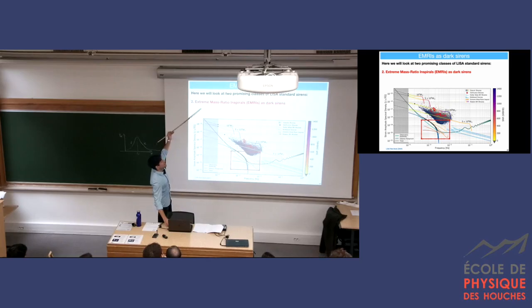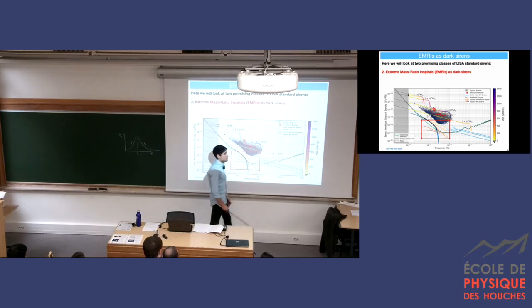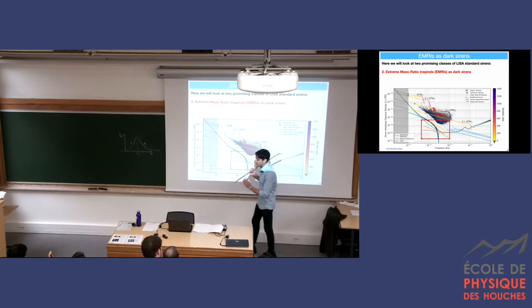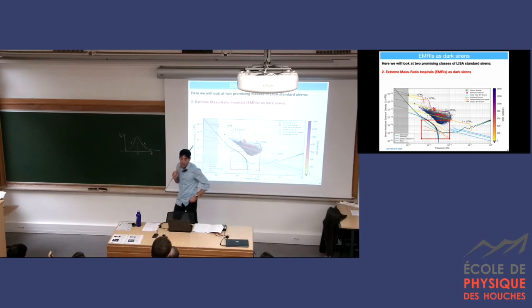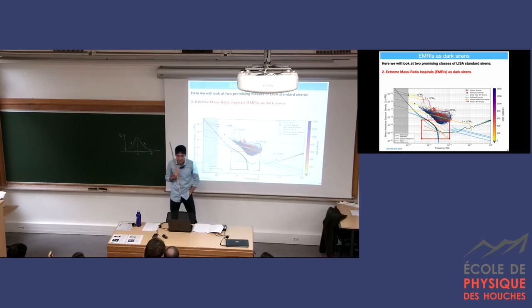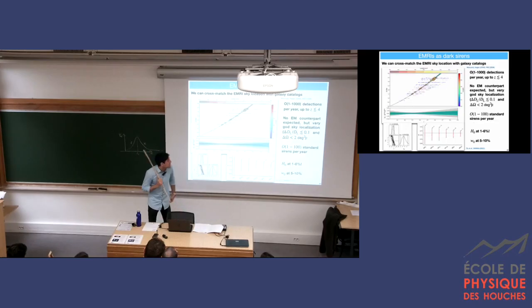Extreme mass ratio inspirals, EMRIs, are the second source which we think would be very interesting to be used as dark sirens. Why dark? Because we don't expect an EMRI to have an electromagnetic counterpart, although I have seen in the literature, even recently, several astrophysical models which could predict EM counterparts for these systems.